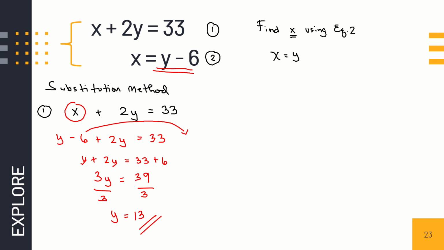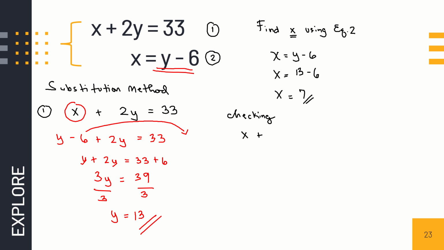This time, we're going to find the value of x using equation number 2, which is x equals y minus 6. We're just going to substitute the computed value of y in our equation number 2, which is x equals 13 minus 6. So x is equal to 13 minus 6, which is obviously positive 7. So the computed value for x is 7 and the computed value for y is 13.